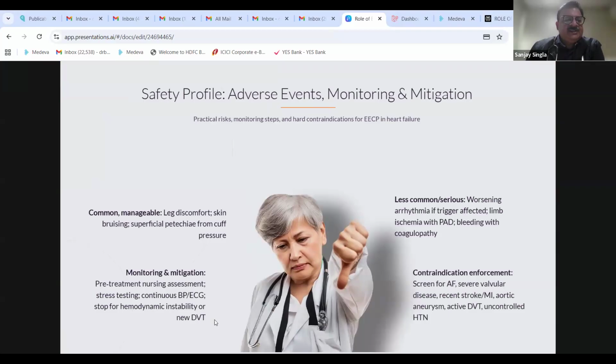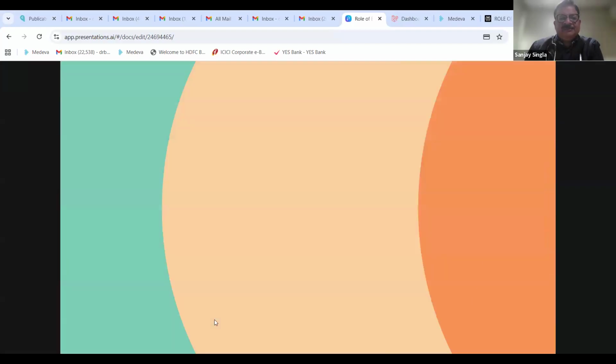Safety profile, we have to see leg discomfort. Monitoring has to be done: his BP, ECG has to be seen. His DVT has to be taken care of. Contraindications to be screened are AF, valvular disease, recent stroke or MI.